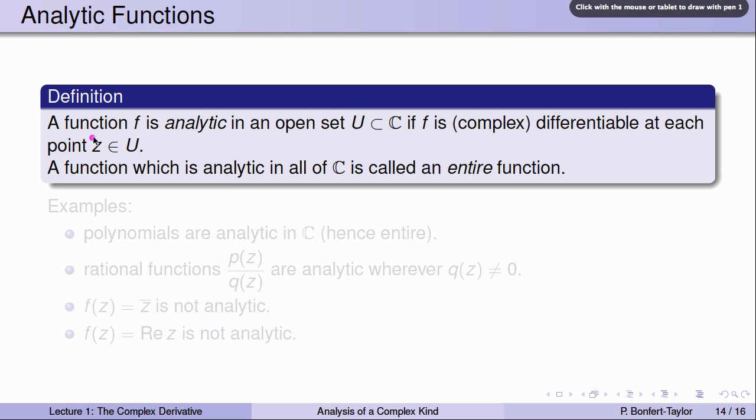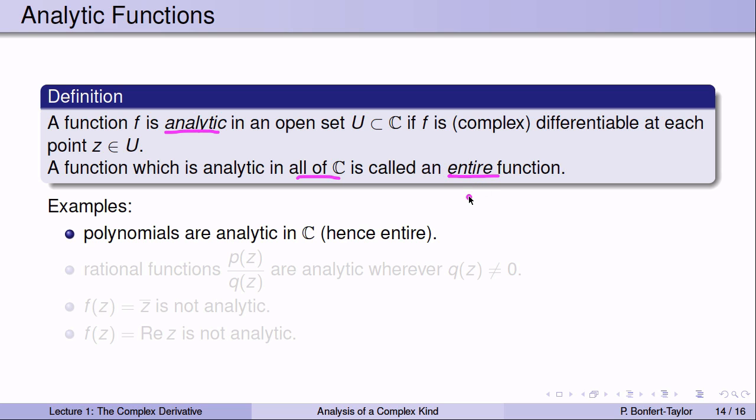Here's another definition. A function f is analytic in an open set U in the complex plane if it is complex differentiable at each point in U. We need differentiability in a whole open set. We're not interested in functions that are simply differentiable just at a point. We want them to be differentiable in a whole open set. If that open set happens to be all of the complex plane, so if the function is differentiable at each point in the complex plane, then we also say this is an entire function. Here are some examples.